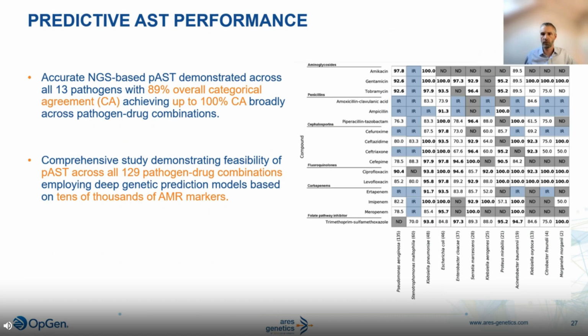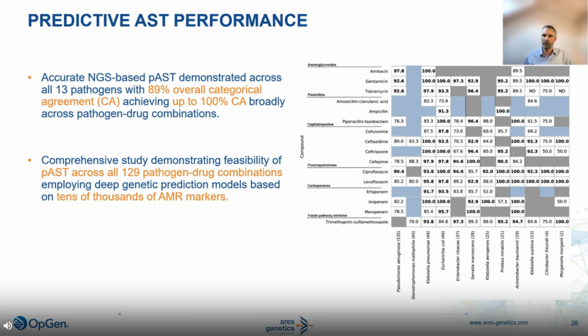Allow me to walk you through the somewhat data-dense slide. The matrix on the right-hand side shows along the horizontal axis the samples for the various pathogens reported by the standard of care. The vertical axis lists the different antibiotic compounds, by compound class, that were tested for. Each intersection in this matrix represents a pathogen-drug combination and requires a separate predictive model to be trained. The numbers for each of these intersections, or the fields in this table, show the categorical agreement in % between predictive AST and culture.